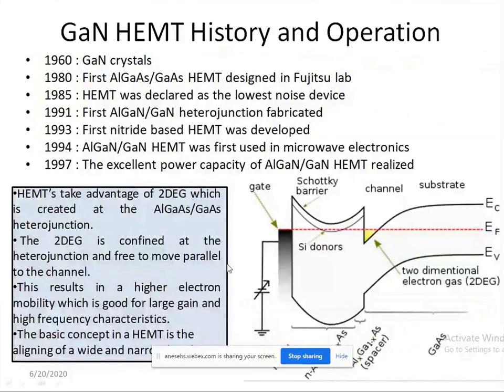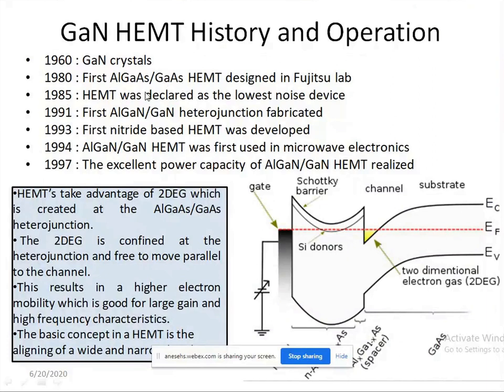Now this is a simple or basic history of the GaN devices. So GaN crystals were first found in the 1960s, and the first HEMT that was designed in Fujitsu lab was in the year 1980. This was not a GaN HEMT, this was an AlGaAs HEMT. So this was the first HEMT that was developed, and this is considered to be the simplest form of HEMT. However, we can't use a gallium arsenide based HEMT for this biosensing application because it is not a biocompatible material.